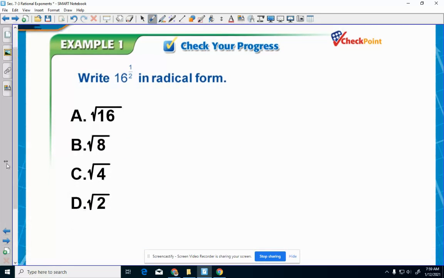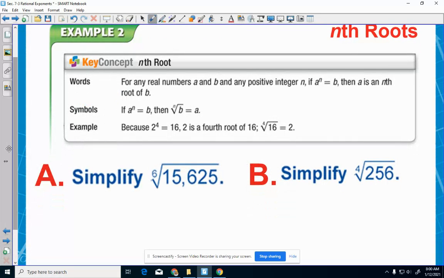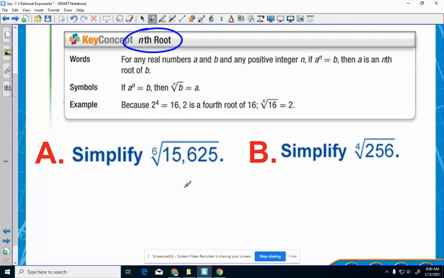All right, so quickly looking at those four, which one is the correct answer? Hopefully you're saying it is A. Base of 16 to the 1/2 power would be the same as the square root of 16. So what if it's not a square root? What if it's what we would call the nth root, meaning some root other than 2? In this case, if we look at this first one, we would say that this is a 6th root. And the second one over here is a 4th root.